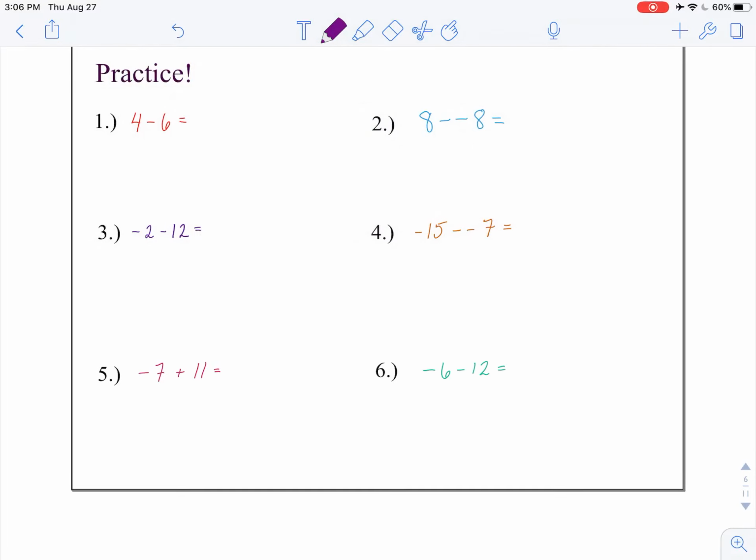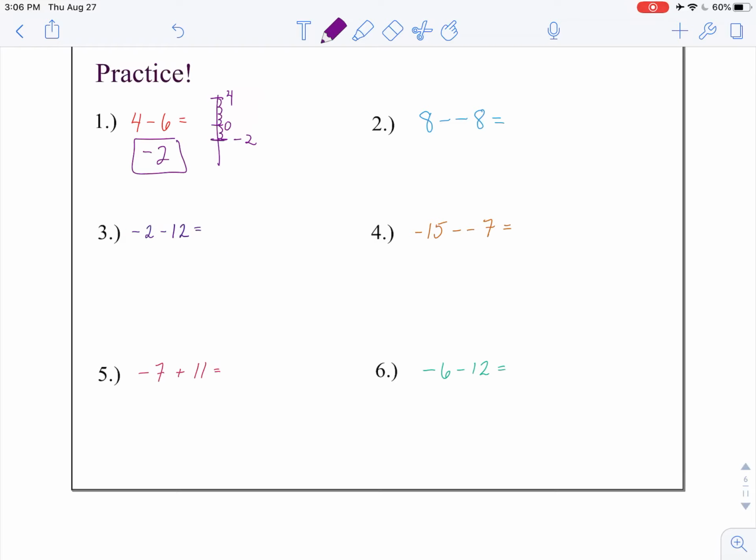Let's look at 4 minus 6. Hopefully you paused the video and you tried these on your own first. If not, that's your decision. That's your choice for your learning, but hopefully you did. So we start at 4 and we go down 6. 1, 2, 3, 4, 5, 6. And that gives me negative 2.